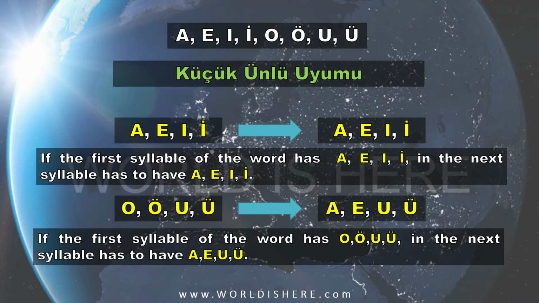So, if the first syllable has A, E, U, I, the next syllable are gonna have A, E, U, I. And we are checking syllable by syllable each time. If the first syllable has O, Ö, U, Ü, the next syllable have to have A, E, U, Ü. This is small harmony of vowels. Küçük ünlü uyumu.